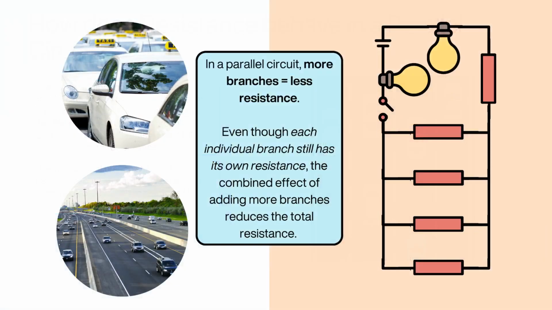In summary, in a parallel circuit, more branches equals less resistance. This is because adding branches provides additional pathways for the current, making it easier for the electrons to move through the circuit. There's a formula for calculating effective resistance in a parallel circuit, but this is beyond your GCSE specification. If you're up for a challenge, pause this video and use Ohm's law and what you just learned about the behavior of current and voltage to derive it.